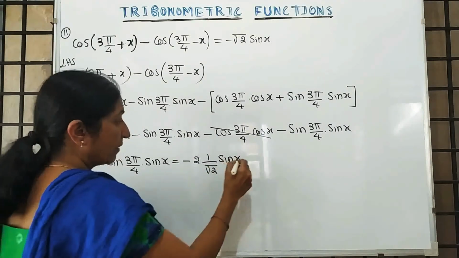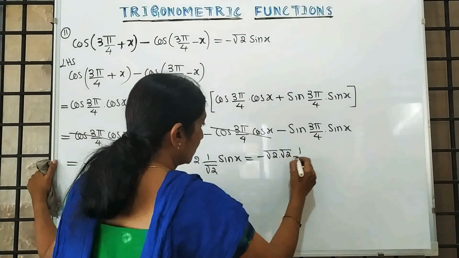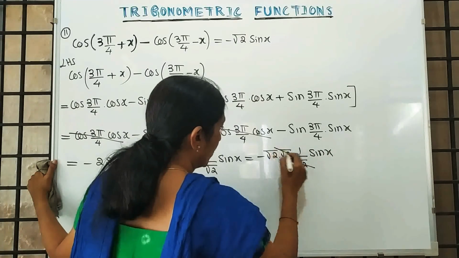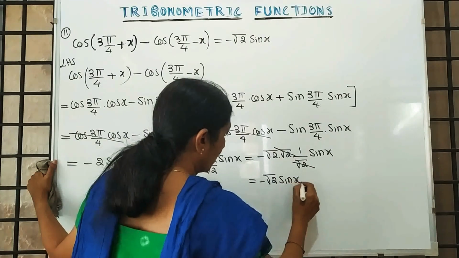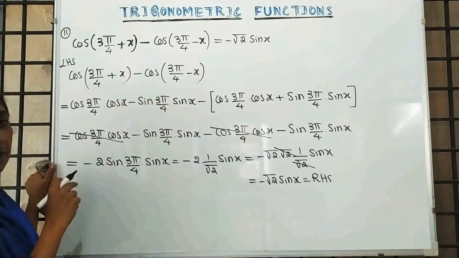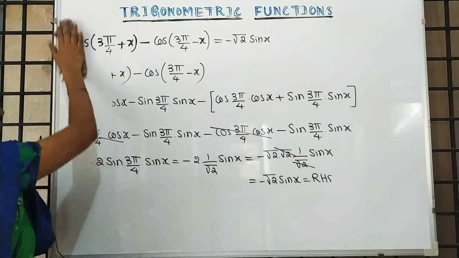And now this 2 will be written as root 2 into root 2. This is 1 by root 2 into sin x. This root 2 and root 2 get cancelled. Minus root 2 into sin x. This is RHS. So that means we have two methods for the same problem. Moving to the next example.